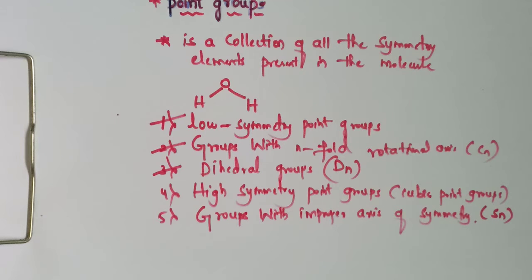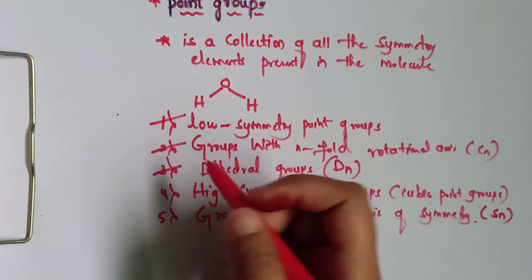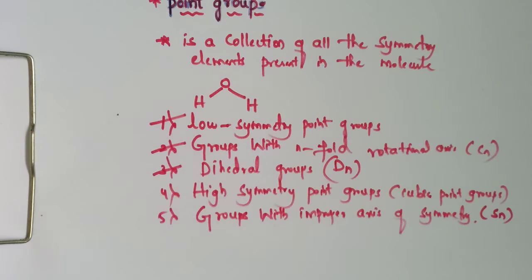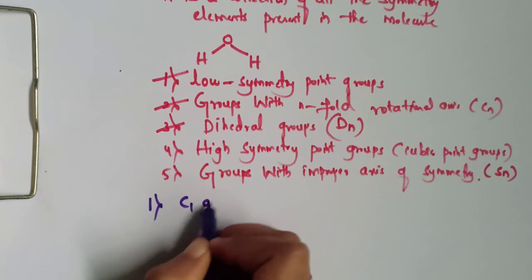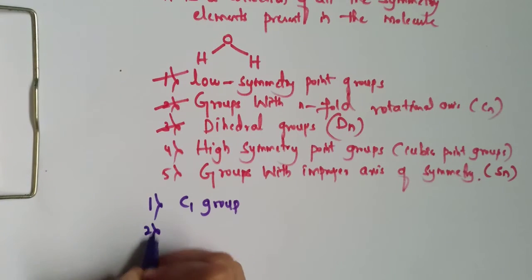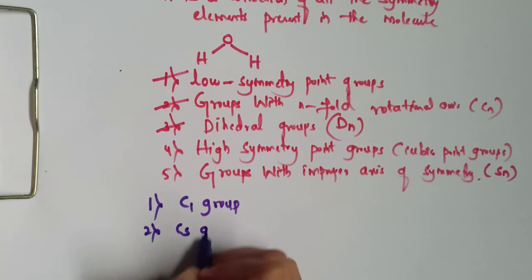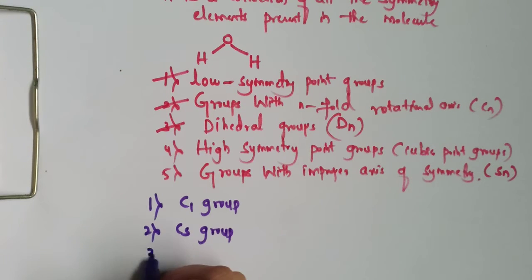First of all, we study the low symmetry point groups. These low symmetry point groups are further divided into three types. Let's see what they are. These low symmetry point groups are classified into the C1 group, and the Cs group, and the third one is the Ci group.